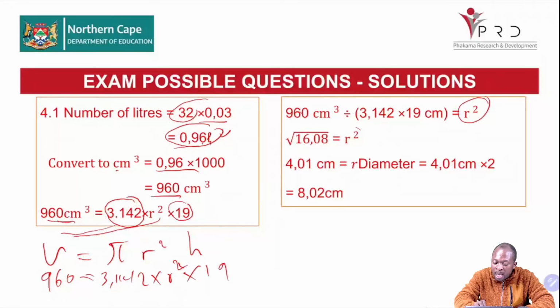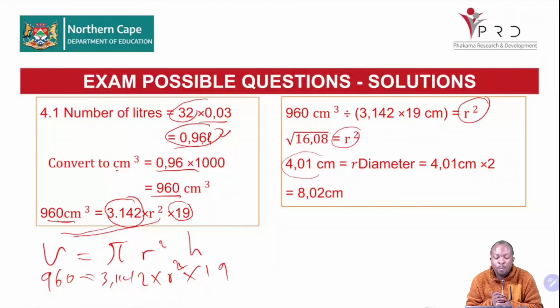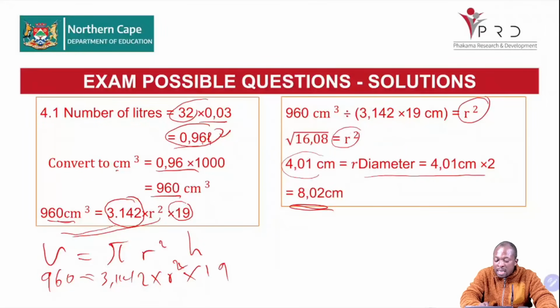But remember, r squared is what? We want r so that we can multiply by 2 to get our diameter. So to find r, we are going to say square root of 16.08. Then we are going to get 4.01, meaning the radius is 4.01. Therefore, the diameter is going to be 4.01 times 2. It means the diameter of the bottle is 8.02.